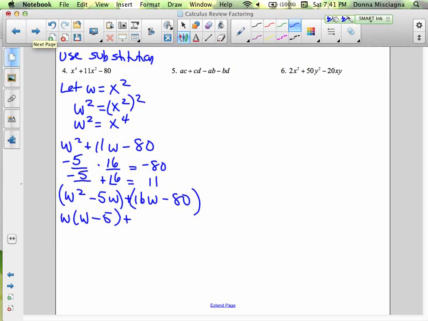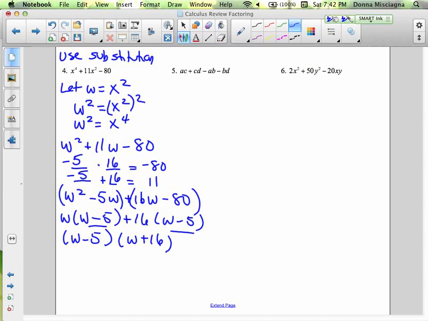I'm looking at the 11 right next to it. Sorry, that should be a 16, right? Negative 5 plus 16. Pull out a 16. We have w minus 5. And then we factor out the w minus 5, right? Just like we did in some other problems, because that is a repeating factor. Right? And we're left with w plus 16.